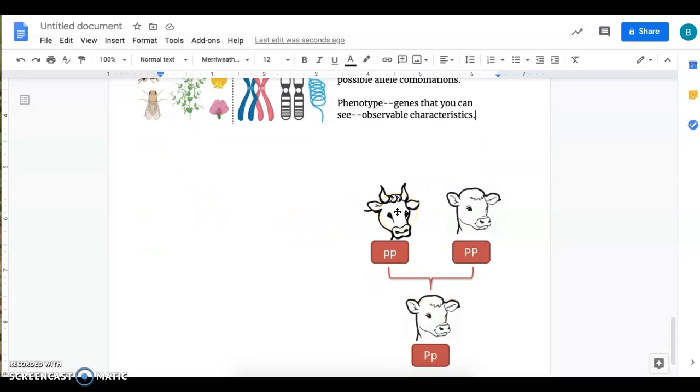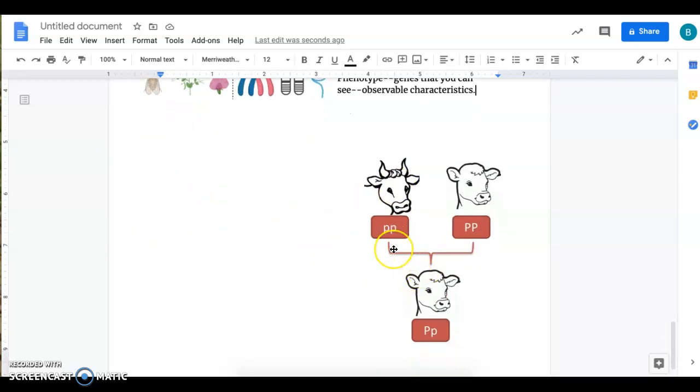So the genotype here for this cow is we have horns versus no horns. These 2 little p's represent horns, and these 2 big P's represent no horns. So those are the genotypes, and then the phenotypes, we can see it's horns versus no horns.